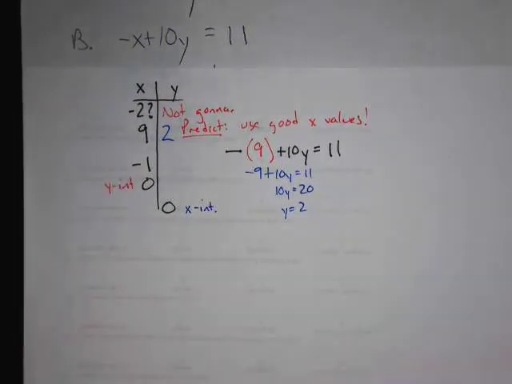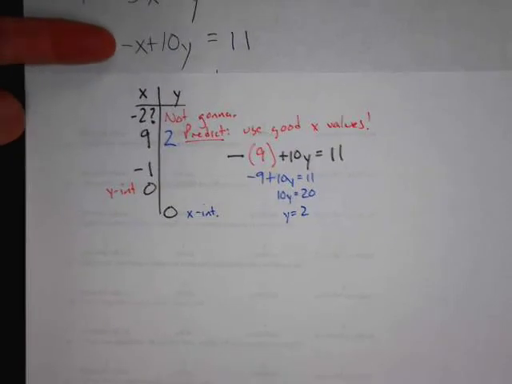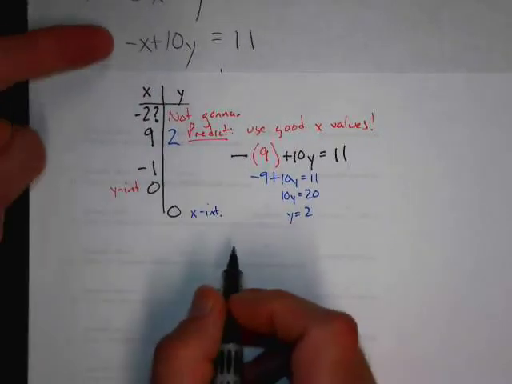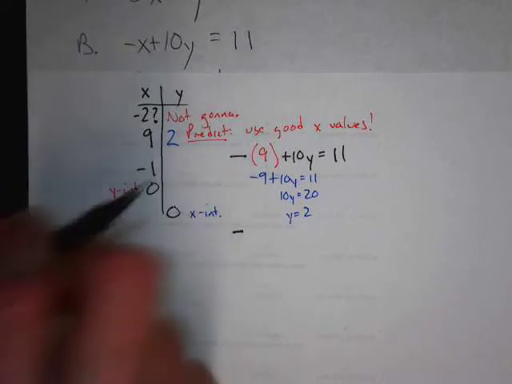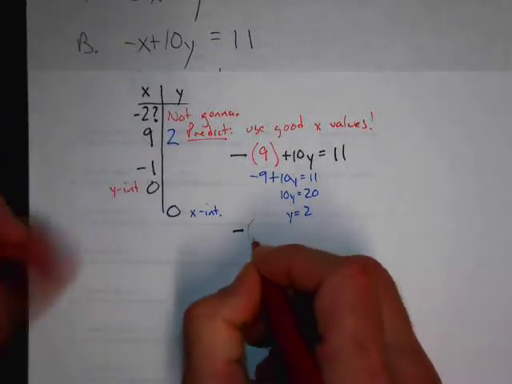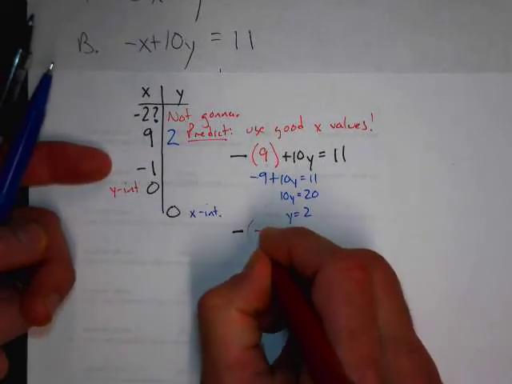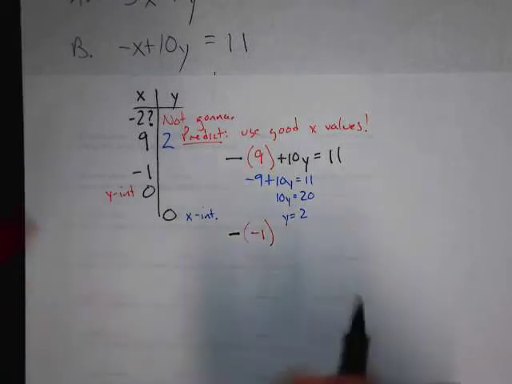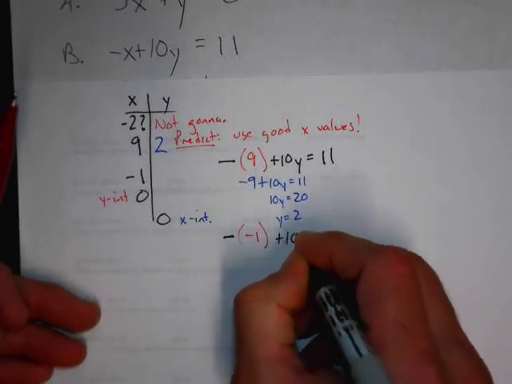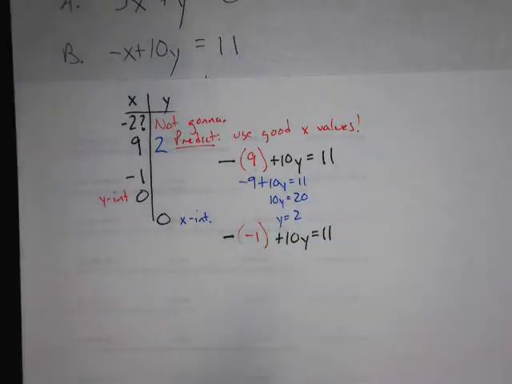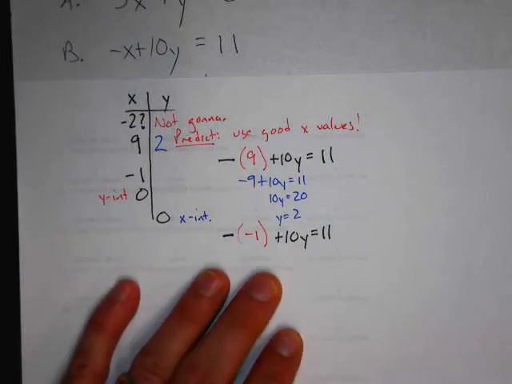So what if x is negative 1? Here, again, be careful. This negative from the equation is going to stay there. Okay, so that negative stays negative. The only thing I'm substituting is my x. Right? X is going to be negative 1 now. Notice how everything works with substitution. So now I'm going to find out what y is if x is negative 1.